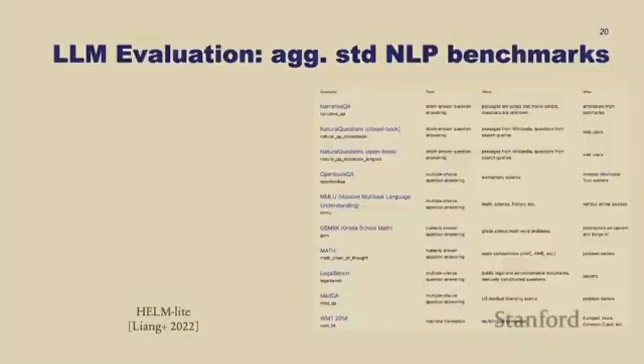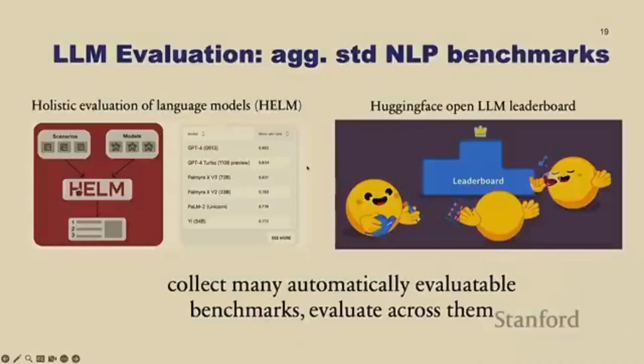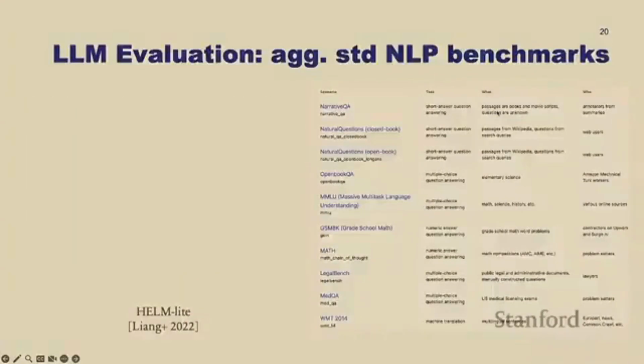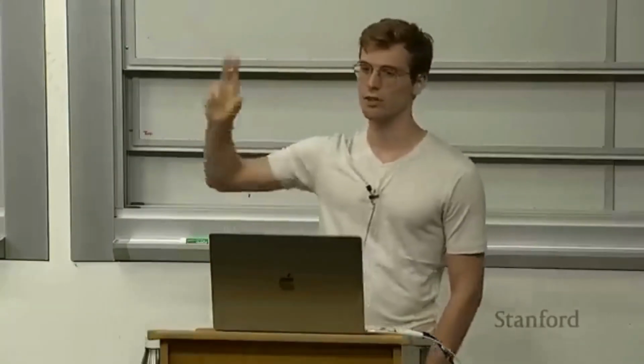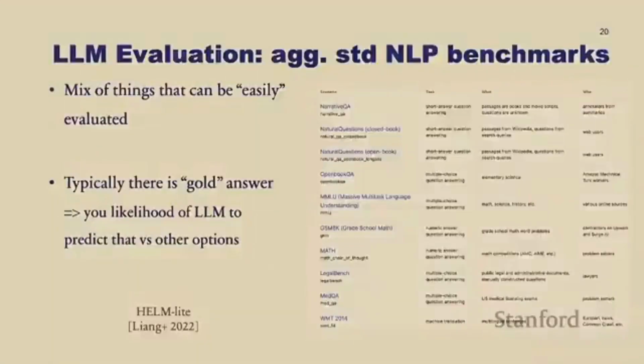Two such benchmarks are HELM, which is from Stanford, and the Hugging Face Open LLM Leaderboard, which are probably the two most common ones right now. Just to give you an idea, in HELM there are all of these types of tasks, which are mostly things that can be easily evaluated, like question answering. Think about many different question answering tasks. The benefit of question answering is that you usually know what the real answer is.